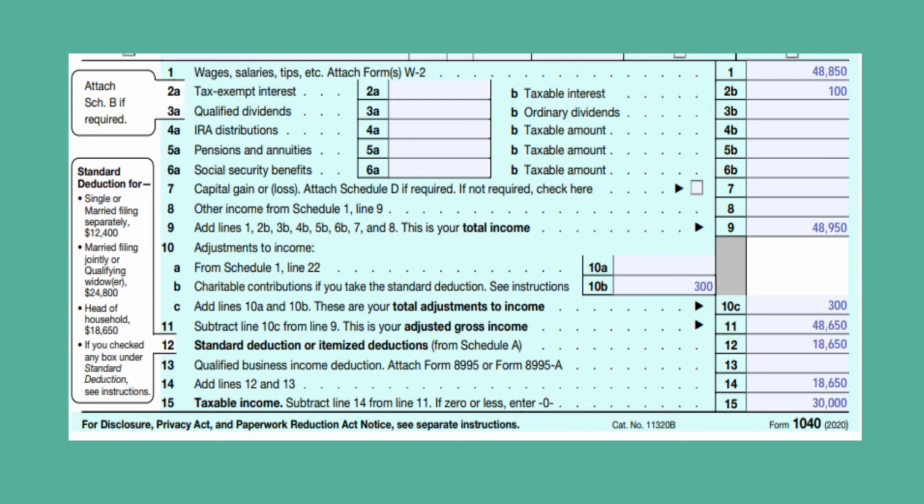On line 12, put your standard deduction. It is assumed in this example that this will exceed your itemized deductions. You can find it in the box to the left. It is $18,650 for head of household. Carry that down to line 14 and subtract that from your adjusted gross income to arrive at taxable income of $30,000 on line 15.